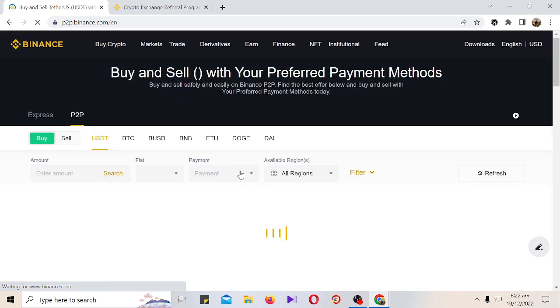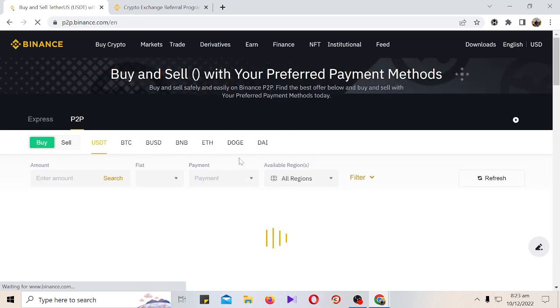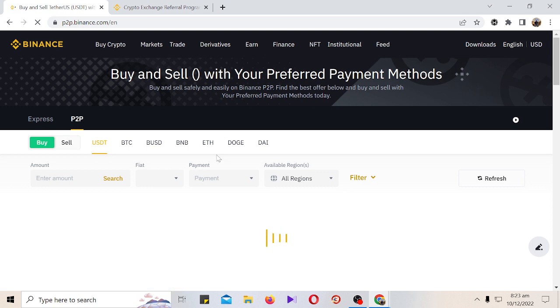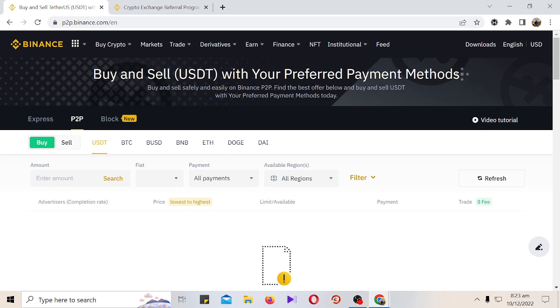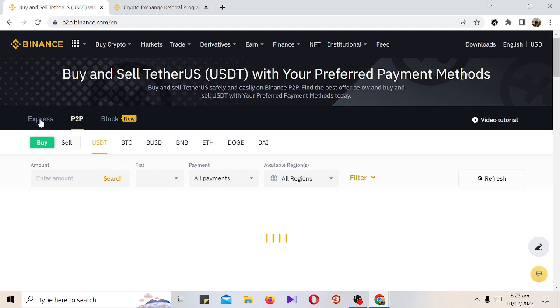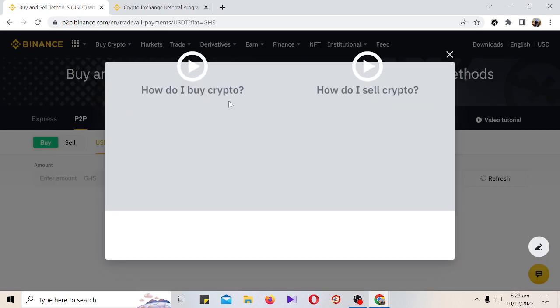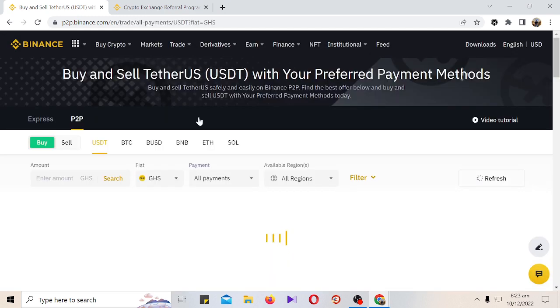When you click on the P2P, the next thing that you want to do is buy USDT. Please follow my instructions. If you want to start making money, you have to follow my instructions. If it is your first time using Binance P2P, I'll advise you click on Express. If this is your first time using Binance P2P, I'll just advise you use Express.